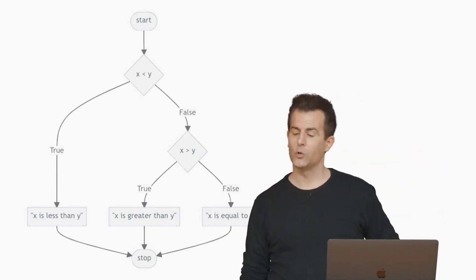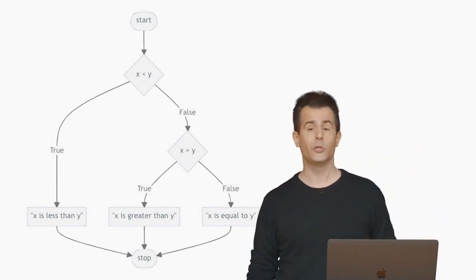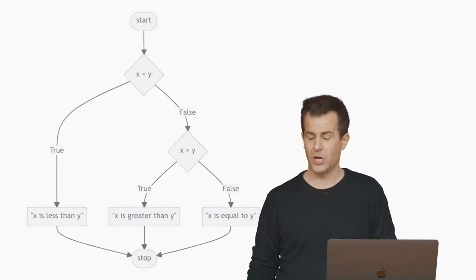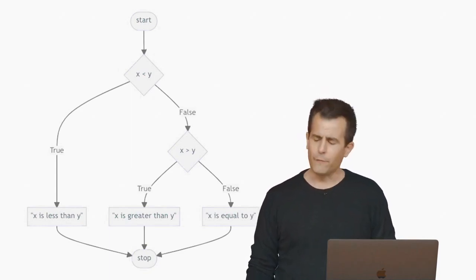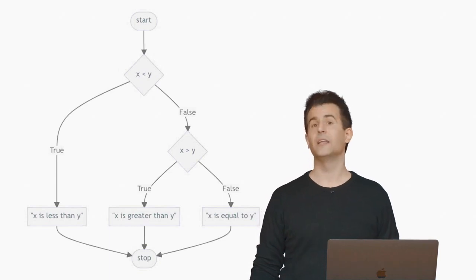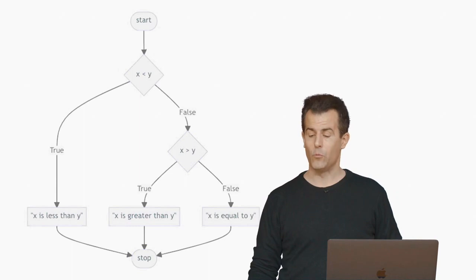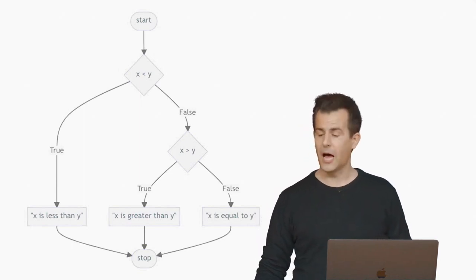Let's start at the top now. Start leads us to the first question still. X less than y. If the answer is true, great. We can say as much, x is less than y, and we can stop. If it's not true, if it's false, we can ask the next question. X is greater than y, true or false? If it is, great. We can print x is greater than y and stop.